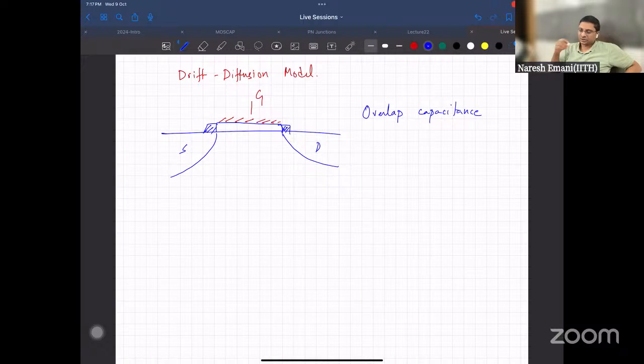You think of a scenario like this. How do you measure capacitance? If you have a two-terminal device, let's say gate and source, this is my source and this is my drain, and there's also this thing called bulk. How do you measure capacitance?